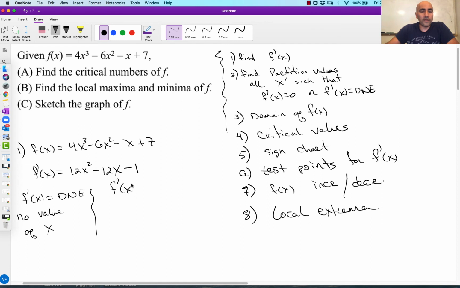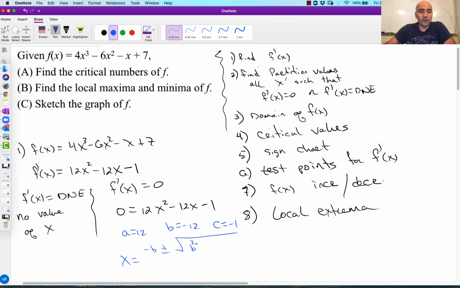Okay, so now the other one is, when does it equal 0? All right, well, we set it equal to 0. 0 equals 12x squared minus 12x minus 1. And then we can use the quadratic formula. So this is the case where a equals 12, b equals negative 12, c equals negative 1. And so we know from the quadratic formula that x must be equal to negative b plus or minus the square root of b squared minus 4ac, all over 2a.